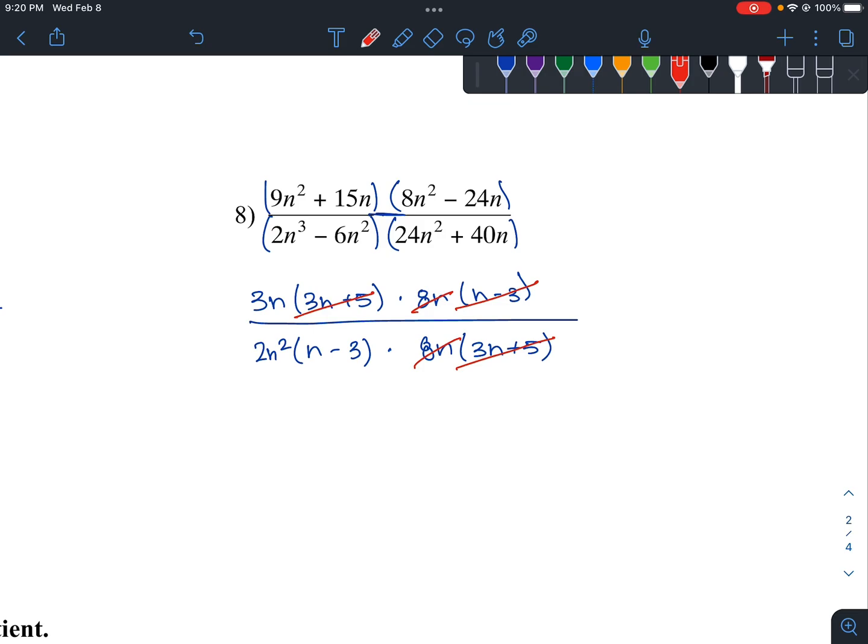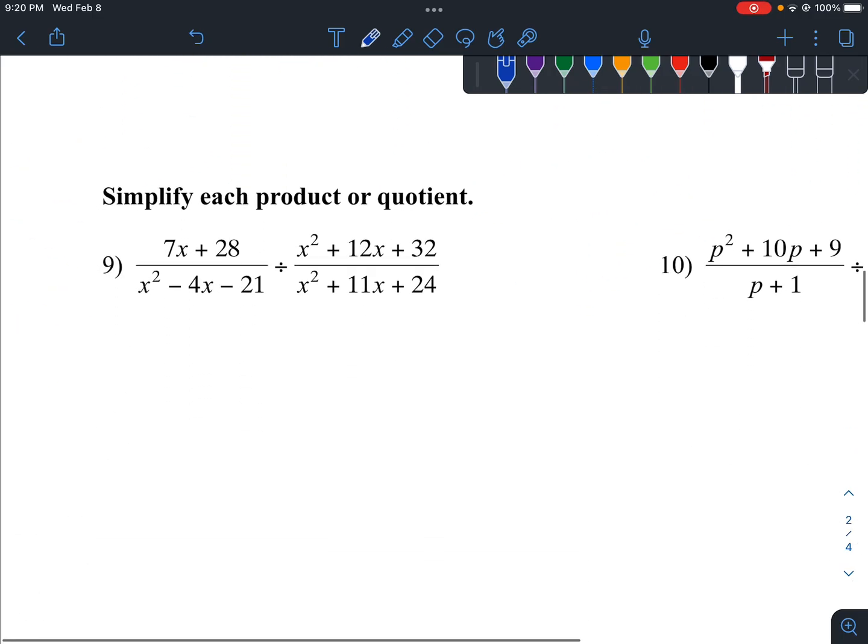I have n minus 3, n minus 3. So I think I have 3n over 2n squared, but n and n squared can simplify to be 3 over 2n. There you go.